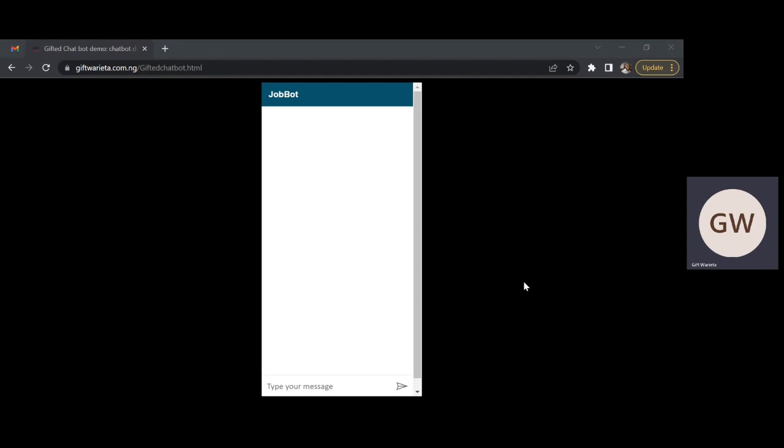So basically, this application has its database built on Dataverse. It also makes use of Power Automate flows to trigger certain actions that we will be seeing in this application. So let's go quickly into the demo and see.